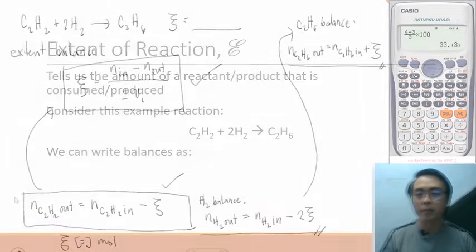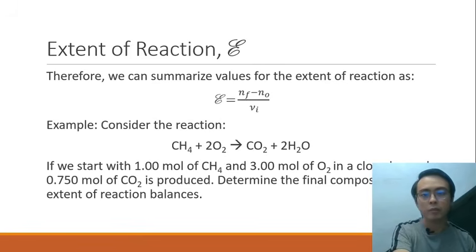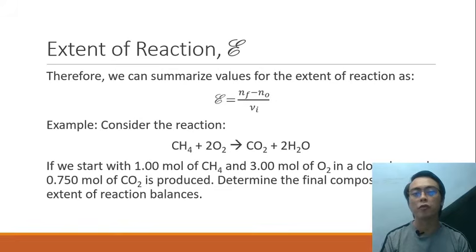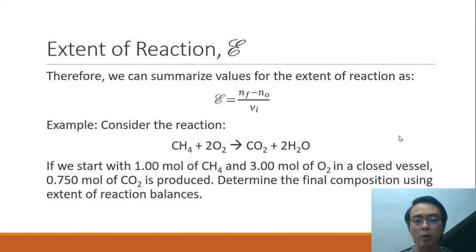So let's see. Okay, we have here the formula for the extent of reaction. The N sub F there pertains to the number of moles in the feed, so that's your input. The N sub O is your number of moles in the output or out. So that's in minus out divided by the coefficient in the balanced equation. Let's try to solve this problem. If we start with 100 moles of CH4 and 3 moles of O2 in a closed vessel, 0.75 moles of CO2 is produced. Determine the final composition using the extent of reaction balances.